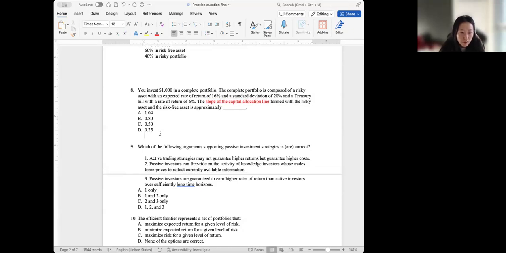Sharpe ratio uses the risk premium, which is the risky asset's return minus the risk-free asset's return, 6% divided by 20, yeah, the standard deviation. That equals 0.5.